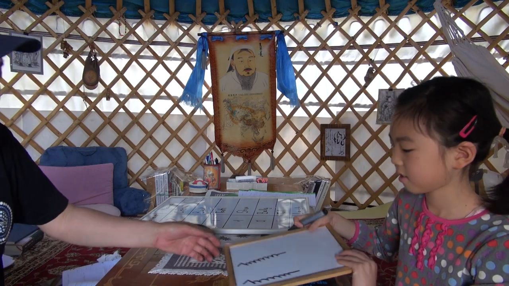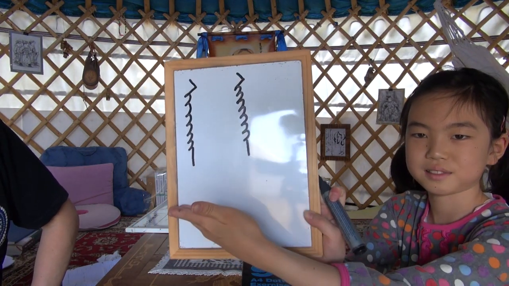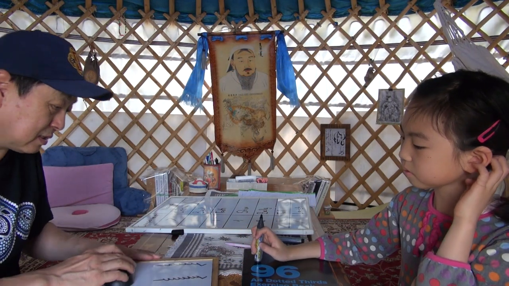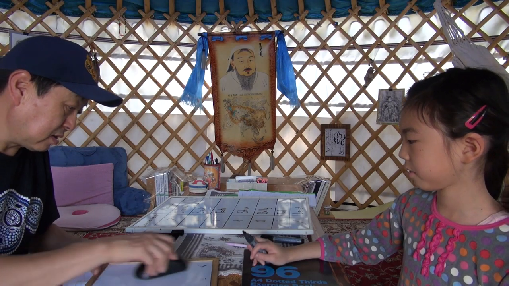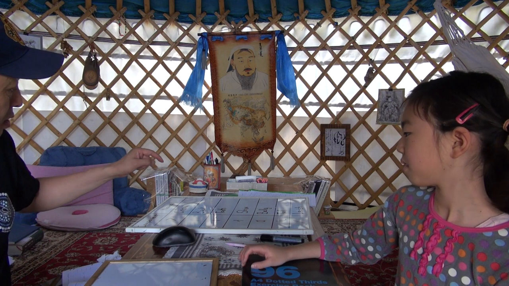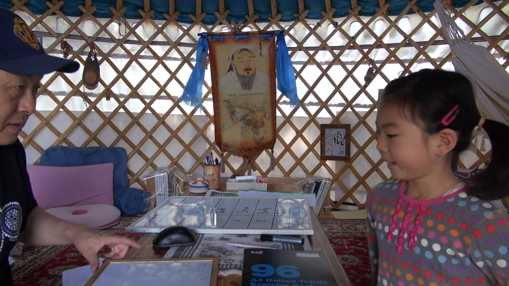And then back. Very good. Do you want to show it? This is mine, that's Daddy's. Yeah. So now what we can do is a combination. We use the combination of crown, tooth, back, and belly.